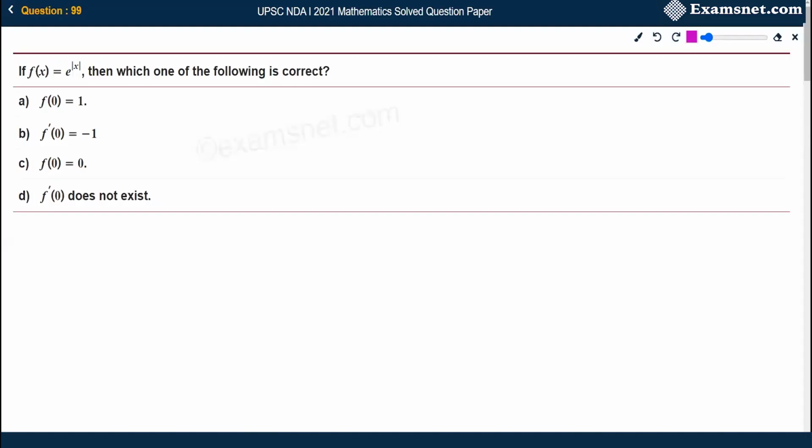In question number 99, it is given that if f of x equals e to the power mod of x, then which one of the following is correct? First of all, differentiability of a function. What does it mean?